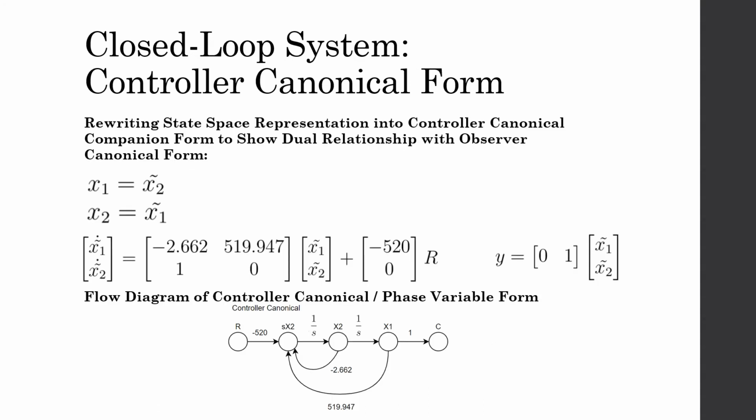An important property of the controller canonical and observer canonical forms is that they are duals of each other. The first section of the slide derives the controller canonical form and companion form. The companion form was used to check our work when finding the controller canonical form and observer canonical form, as one of the relationships between the two is that the A matrix of the observer canonical form is the transpose of that of the controller canonical A matrix in companion form. At the bottom is the flow diagram of the closed-loop system in controller canonical or phase variable form.